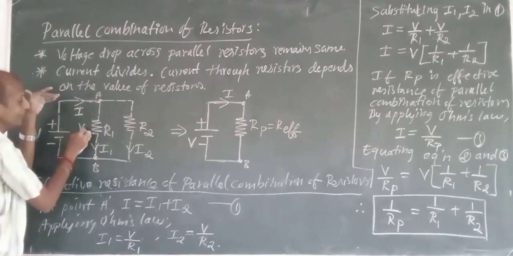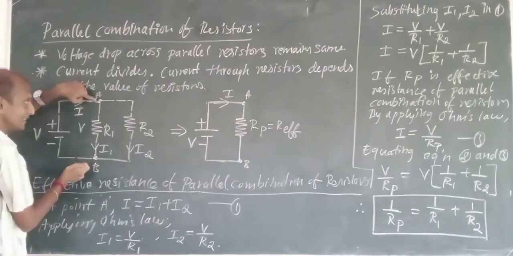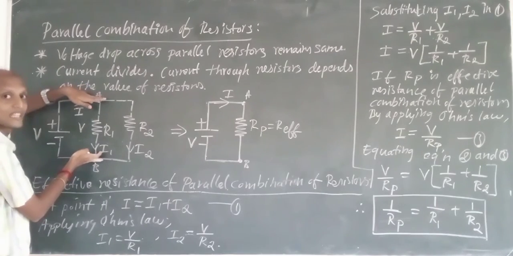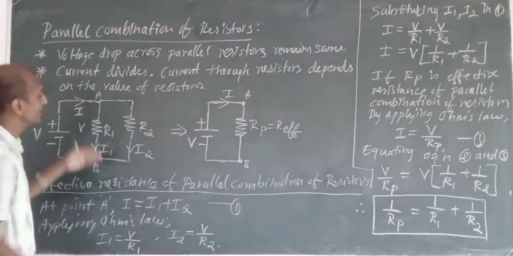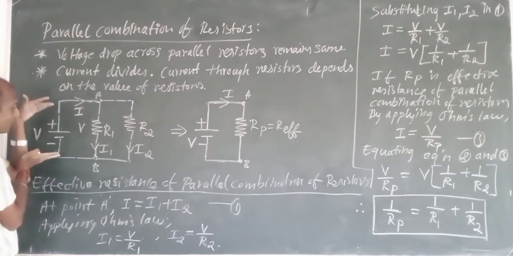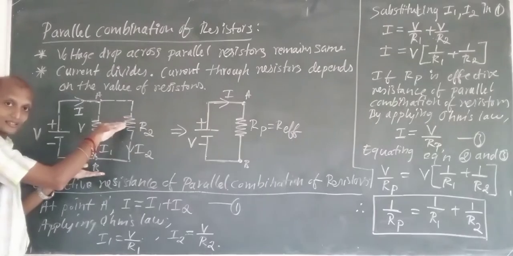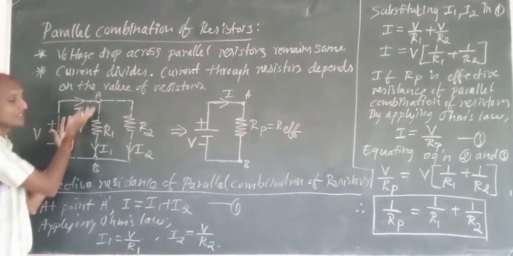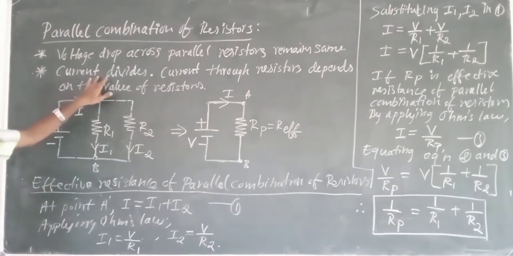In the sense, V will be the voltage drop across the parallel combination of resistance. Means at these 2 points, both the resistors are connected, isn't it? So both will have the same voltage drop. Voltage drop across parallel resistors remains the same. Same voltage V will be dropped here. So both the resistors connected in parallel will have the same voltage drop, that is V volts.